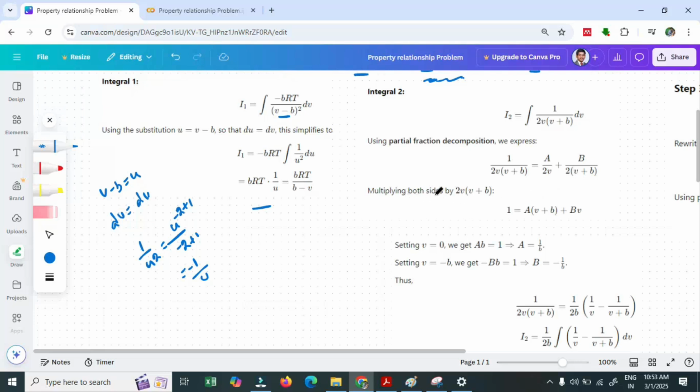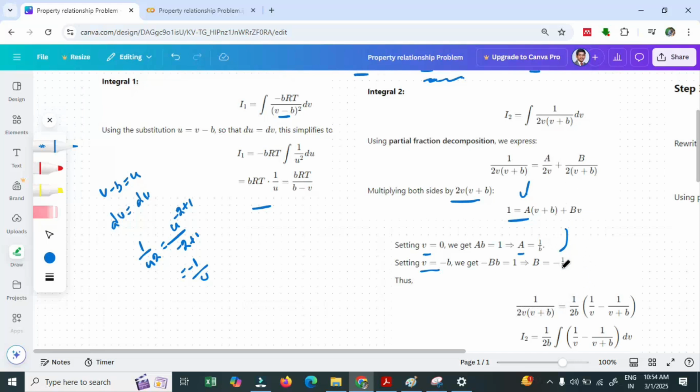In this equation, we substitute V equal to 0, and we get A equal to 1 by B. Similarly, in this equation, I give V equal to minus B, and we will get B equal to minus 1 by B. Then by back substitution of the A and B values here, I get 1 divided by 2V plus B equal to, with the A value being 1 by B and the B value being minus 1 by B. So I took B as a constant, and here the 2 is also a constant value.